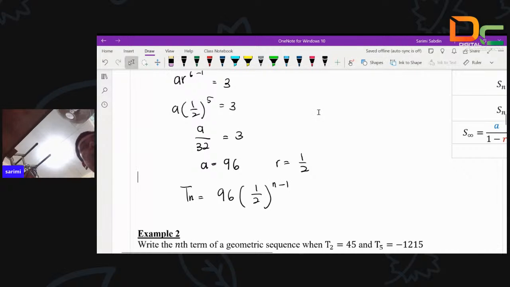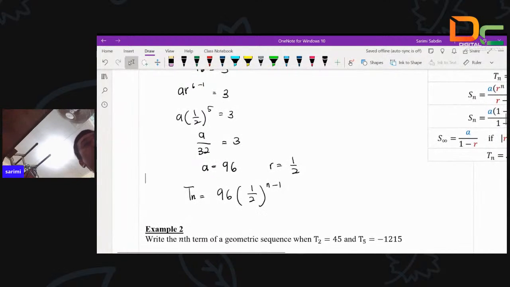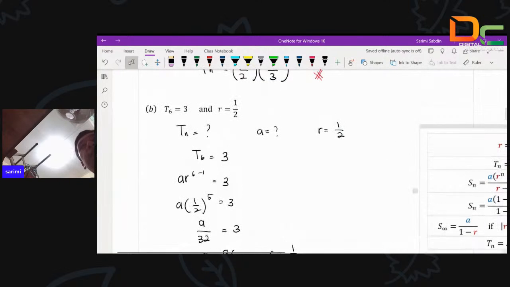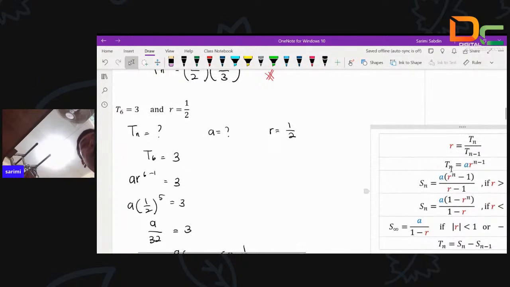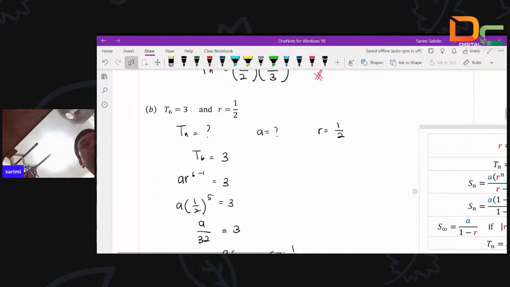So basically in our first example, we just used the formula of Tn, the nth term formula, which is ar to the power of n minus 1.